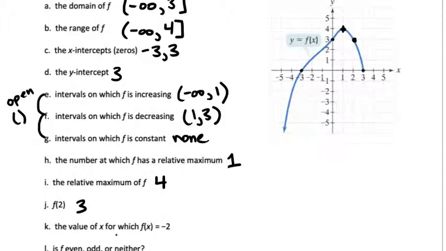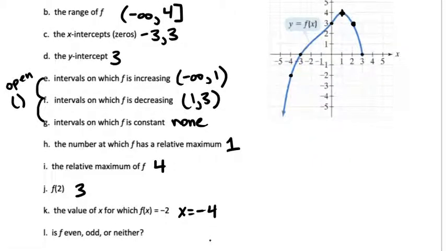The value of x for which f of x equals negative 2. So negative 2, I find that on the y-axis. And then I go across and I find the x-coordinate there. So that point on the graph, the y-coordinate is negative 2 when x equals negative 4. Or you're probably just going to type negative 4 into the box for that one.